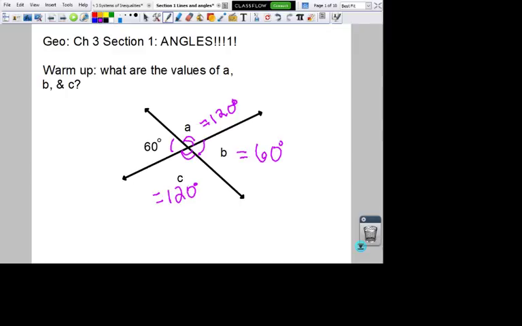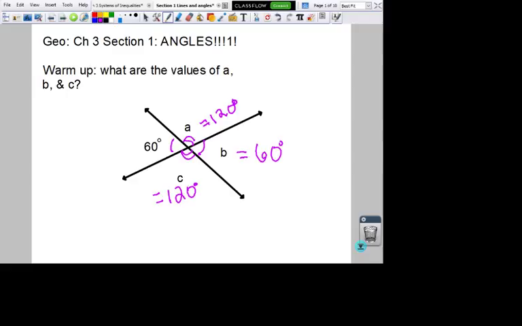How do you know they're vertical? Because they are like mirror images, they're opposite sides of like an X. Opposites, so they're vertical. Whenever you have two lines that cross, the opposite angles are equal to each other. They're called vertical angles. You heard this.